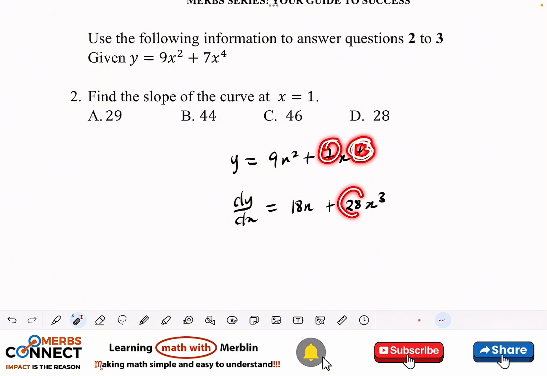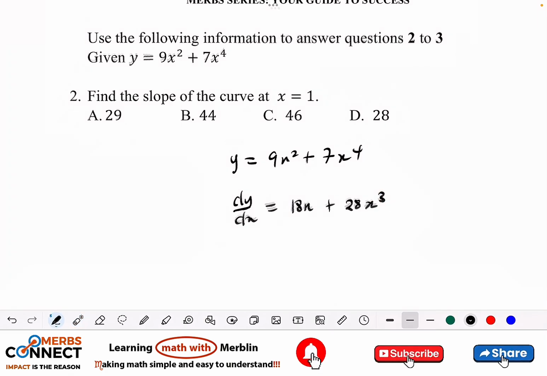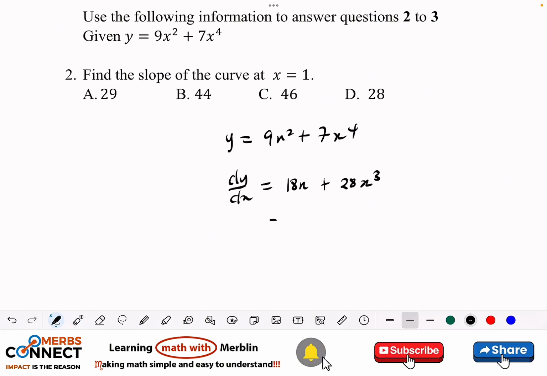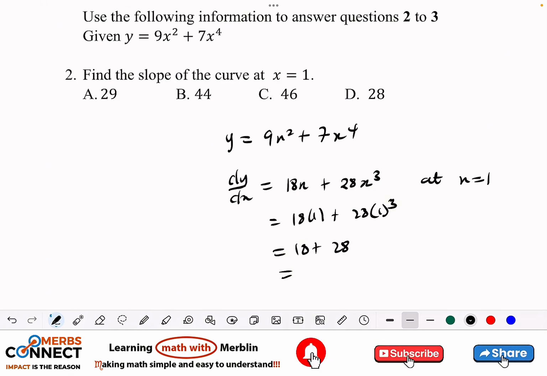4 will multiply the 7, giving us 28, and then subtract 1 and get minus 3. So this is my slope, and I need to evaluate this one at x is equal to 1. So plug in 1, and you get this. So this is 18 plus 28, and this is going to give us 46. So yes, indeed, we have the 46 here.